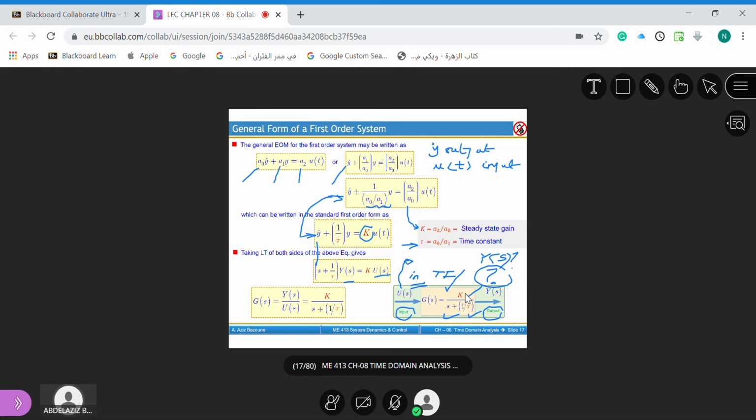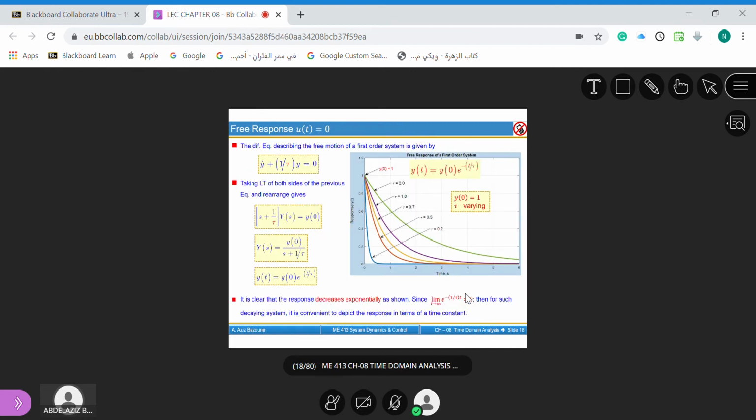Always gain K and time constant tau. These are the two factors that characterize the first order system. Now, if we look at the free response, u of t is equal to 0, so there is no input. The response is due to initial conditions only, Shabab.